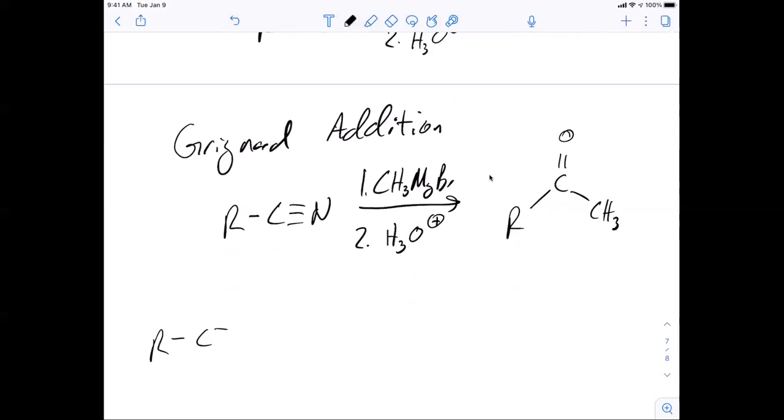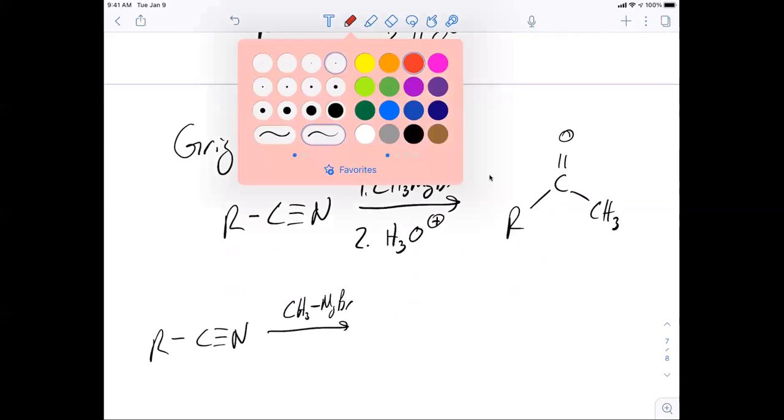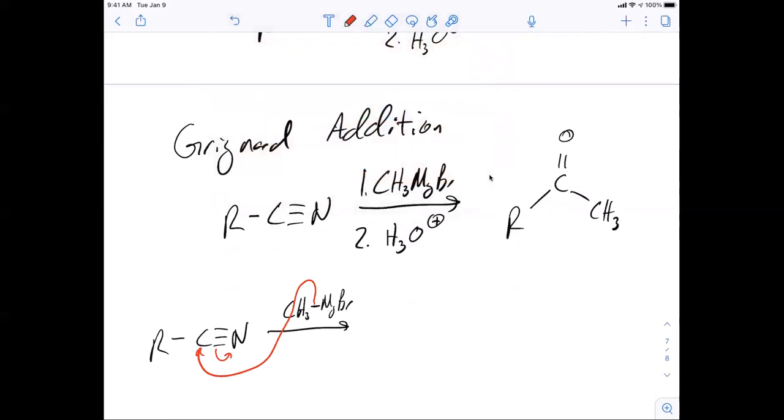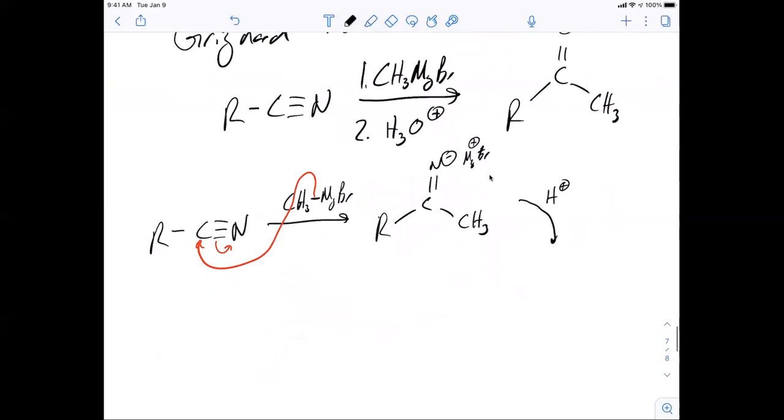What happens in this case, and why we end up with the ketone and not a nitrogen-containing species, is that the Grignard is going to attack the carbon, right? And you can think about it forming this complex to start with. But as soon as I put it in acid, that's going to get me to this.